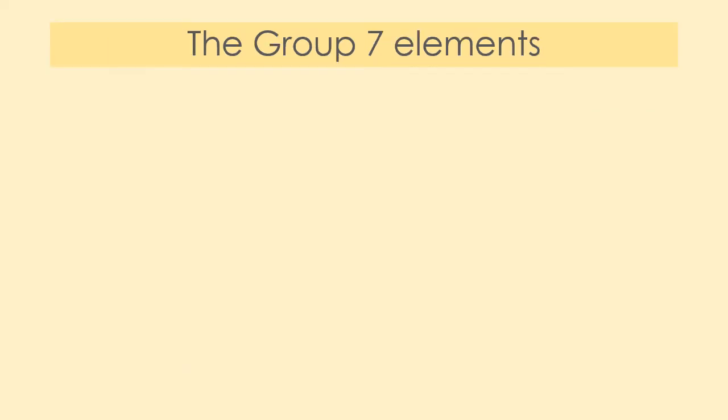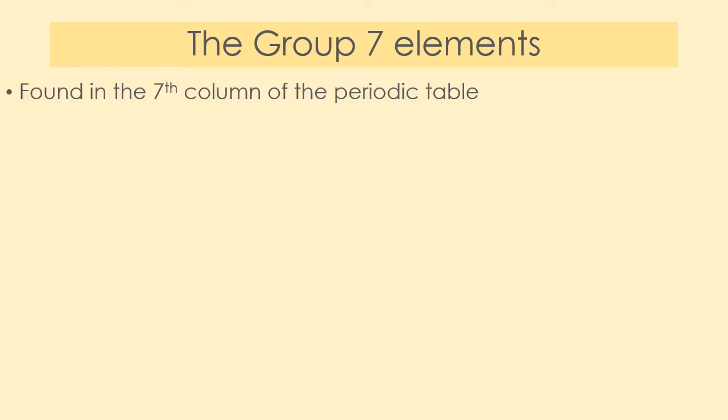So the group 7 elements. They're found in the 7th column of the periodic table. So that's the ones going down. And they are group 7. First one in there is fluorine. Starts with an F if you're struggling to find them.